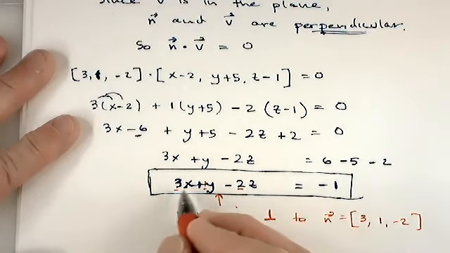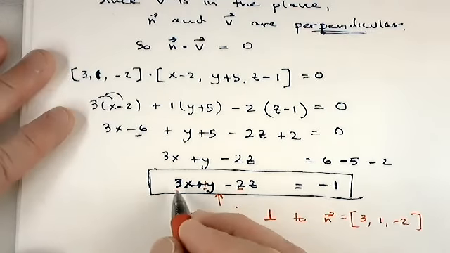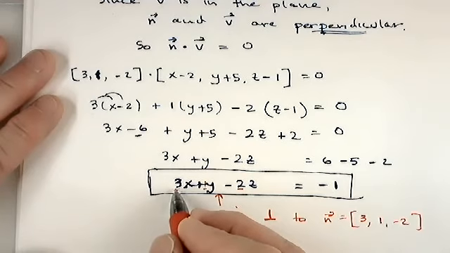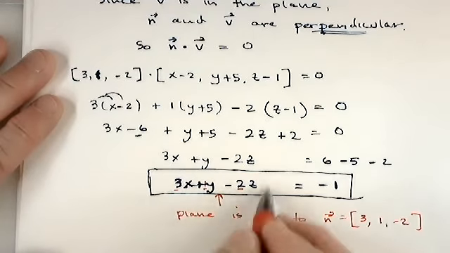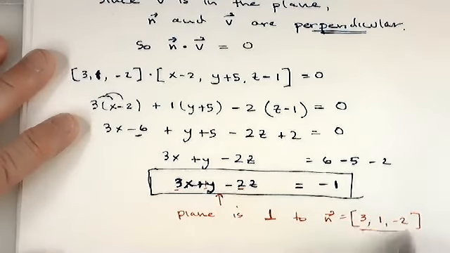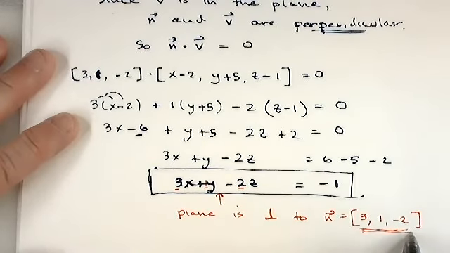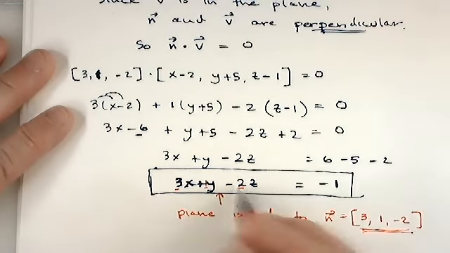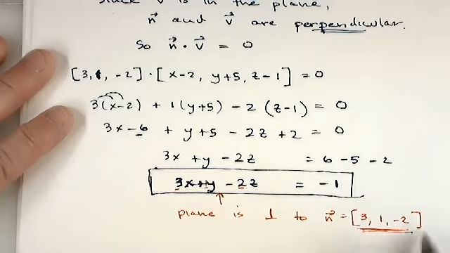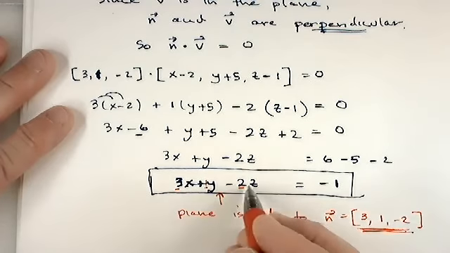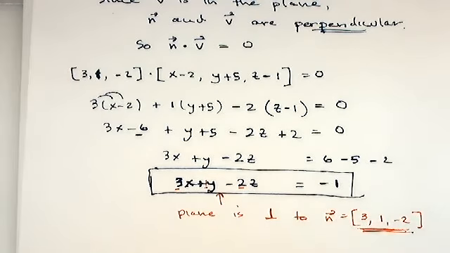What ends up happening, and this is not a coincidence, a little bit counterintuitive to me: what do you notice about the coefficients of x, y, and z in my final answer? They are exactly the same as the coefficients of my normal vector. So there's this interesting thing about planes: if you know a vector that's perpendicular to your plane, it turns out that the plane itself will have the same coefficients for x, y, and z. I don't know about you, but to me that seems totally not intuitive, but it's true.